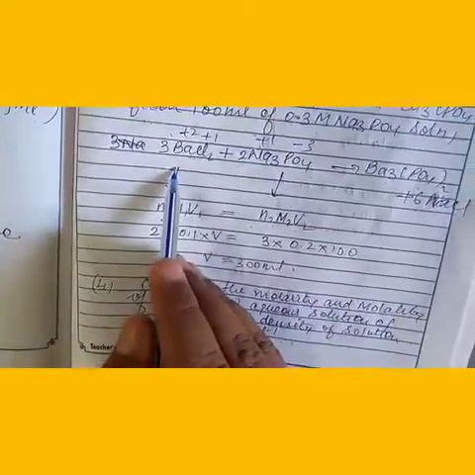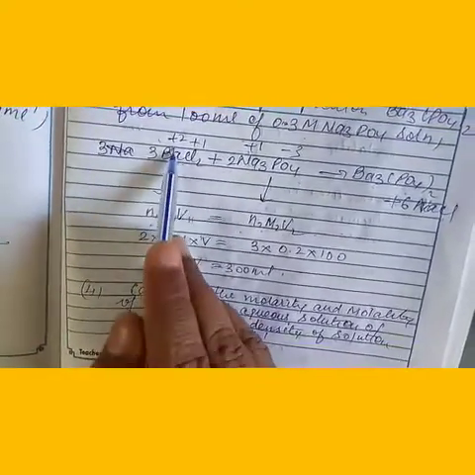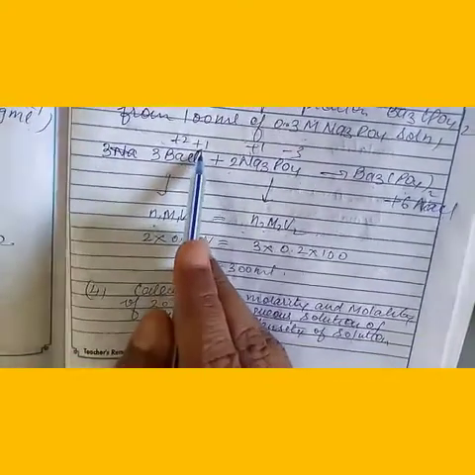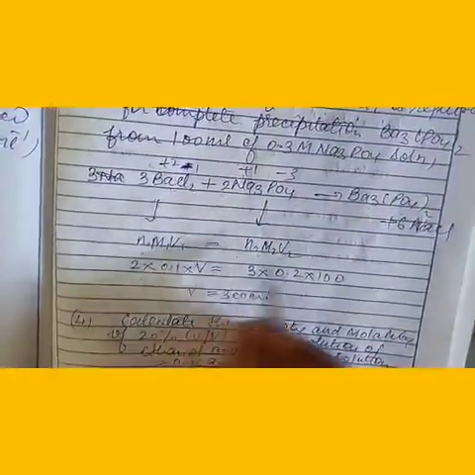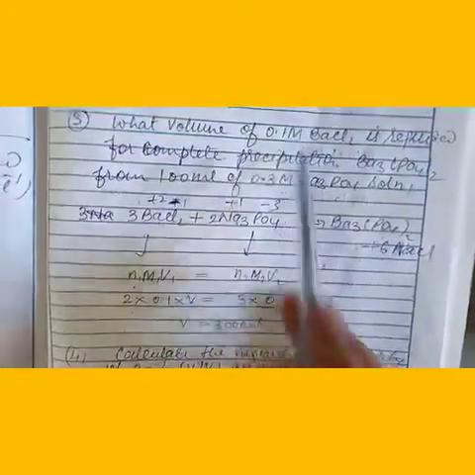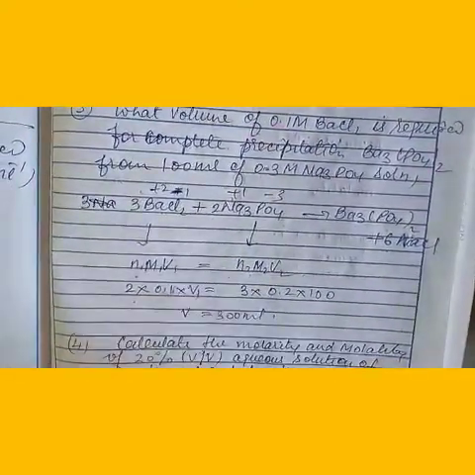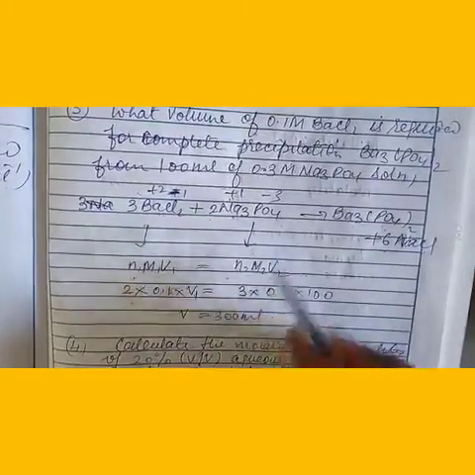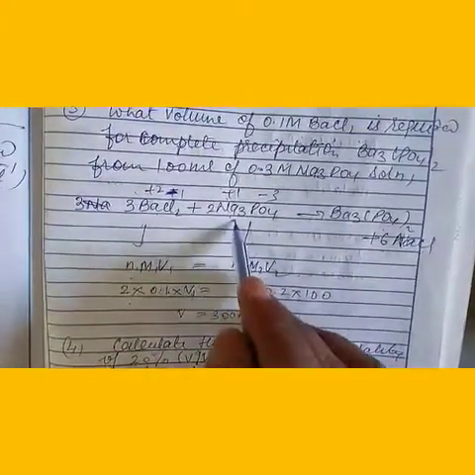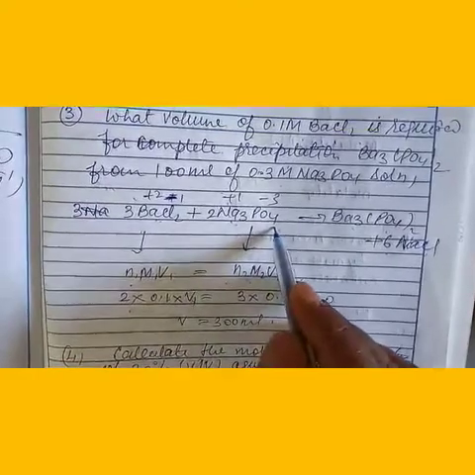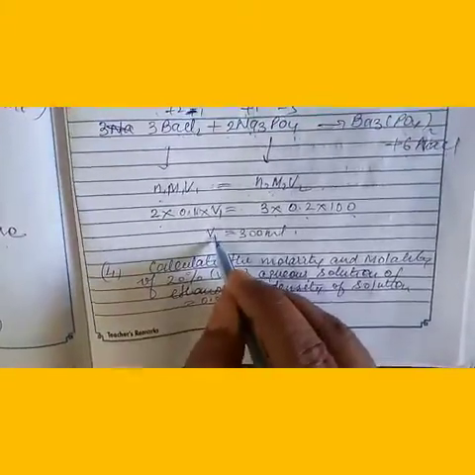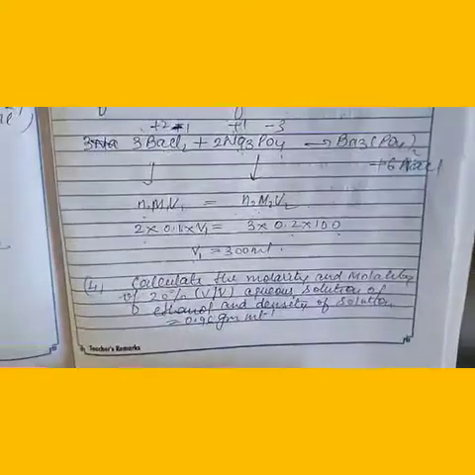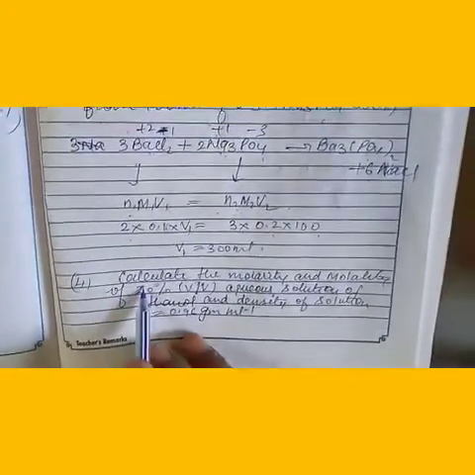Here the N factor of BaCl2 is 2, means Ba is plus 2 and 2Cl is also minus 2. Clear? So the N factor is 2. We already have the concentration, means molarity is 0.1, and we calculate the volume. And similarly here the N factor is 3, the N factor of sodium phosphate, or the N factor of PO4. So 3 into 0.2 into 100. In this way we have calculated the volume of the first one, means 300 ml. After that we are coming to the next question.